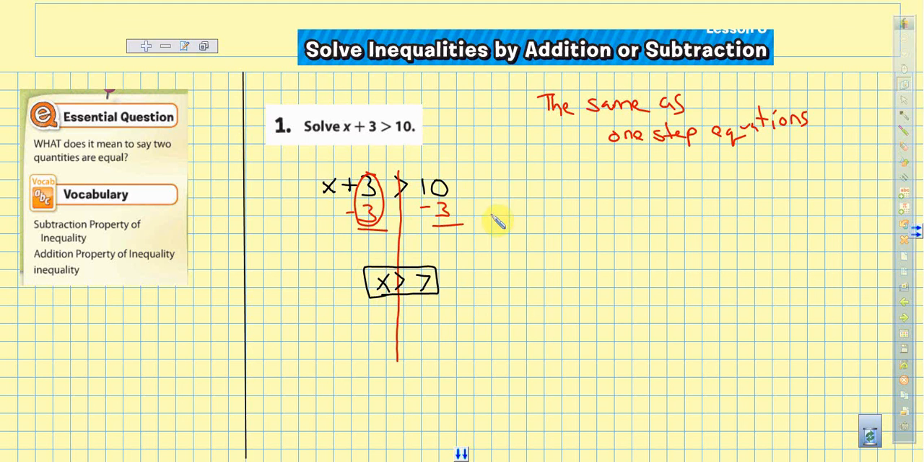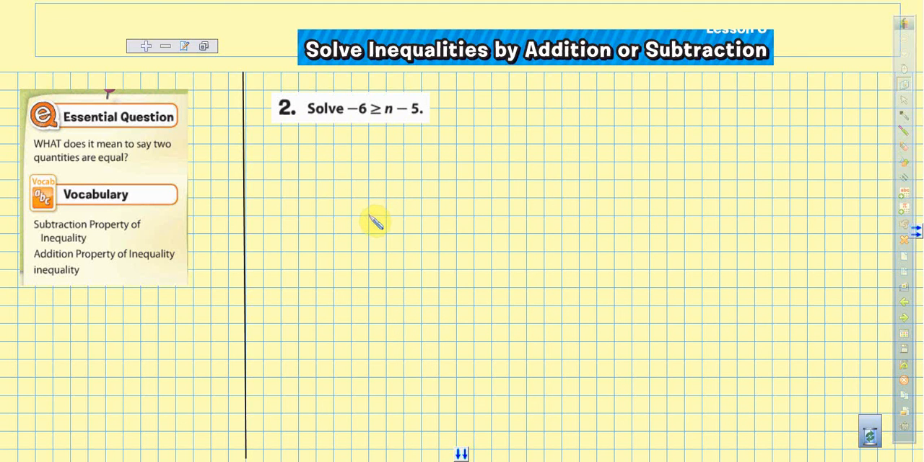Okay, you can test this. Is 7 plus 3 greater than 10? Well, it's the same. But what we're talking about is a number greater than 10. That's what we're saying here. So x is greater than 7. It's not 7, it's greater than 7. So 8 would work, 9 would work, and so forth. But that's the solution. The solution is x is greater than 7.